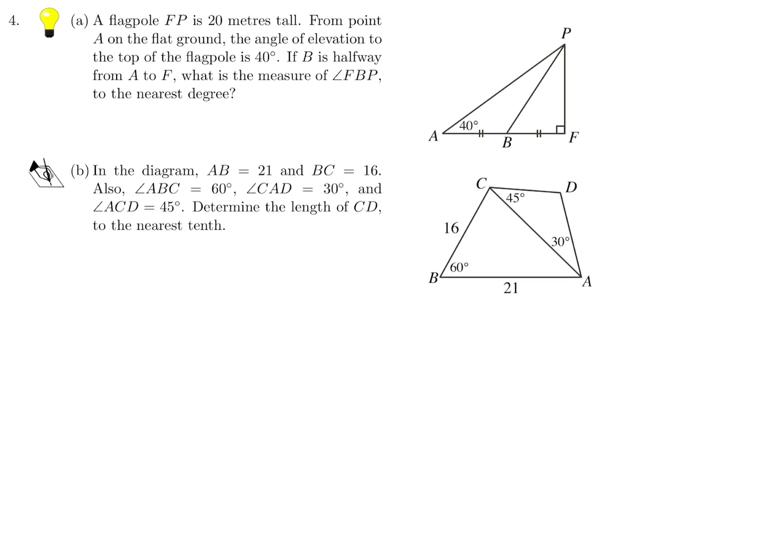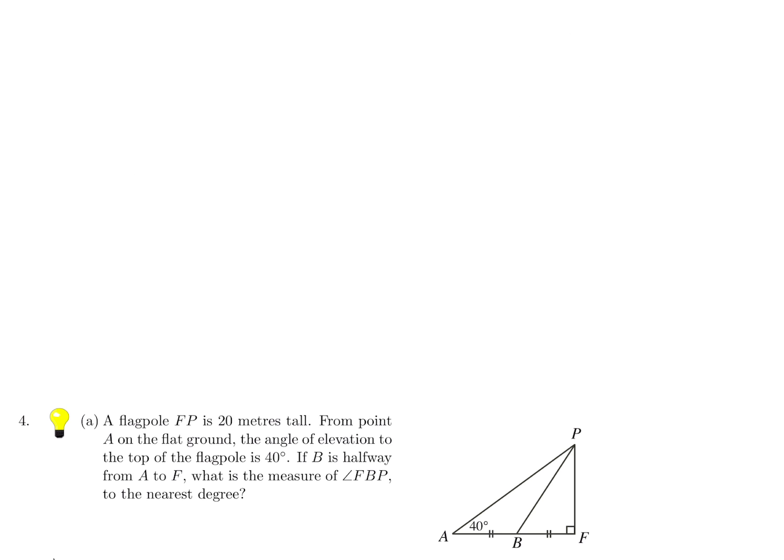A flagpole FP is 20 meters tall. From point A on the flat ground, the angle of elevation to the top of the flagpole is 40 degrees. If B is halfway from A to F, what is the measure of angle FBP to the nearest degree?